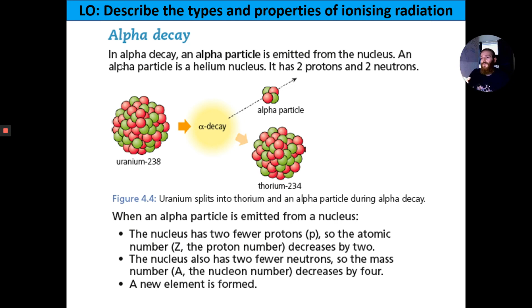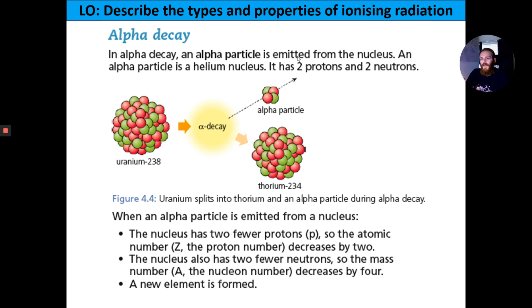So in alpha decay, an alpha particle is emitted from the nucleus. So this is a nucleus up here. Now uranium-238, you've probably heard of uranium before, haven't you? It's a radioactive isotope because, well, it's massive. Look at how many protons and neutrons it's got. So that is what's leading to this nucleus being unstable and wanting to give out some radiation to become stable, basically.